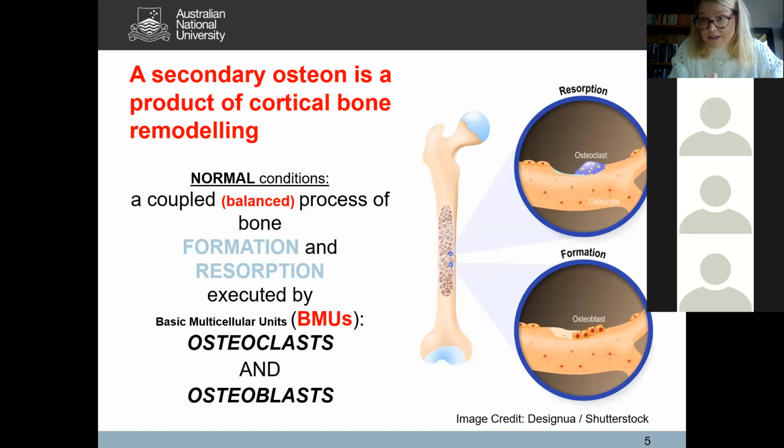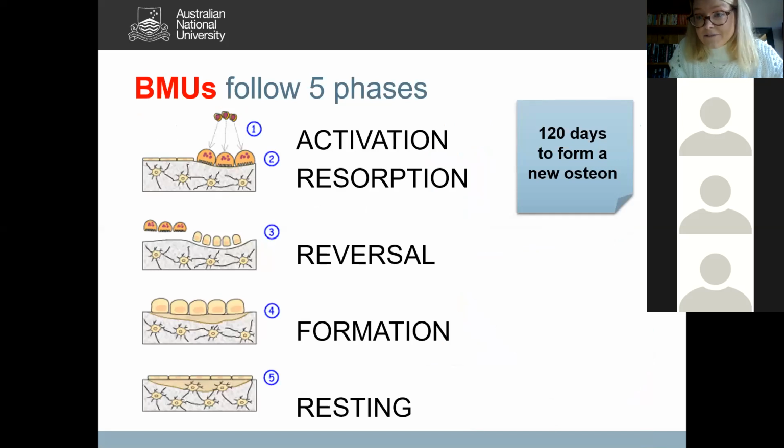So together, as they travel as teams of cells through your cortex, they essentially become what we call a basic multicellular unit, a BMU. So in the literature, you would see a reference to that. And BMUs typically follow 5 phases. Research has shown that it's approximately 120 days to form one of those secondary osteons.